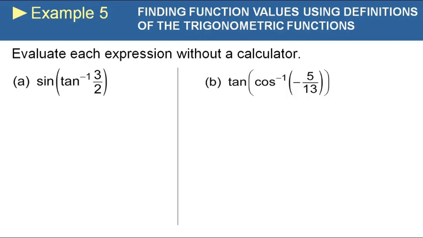Okay, last example together in this section, evaluate each expression without a calculator. This question is asking you, what is the sine of an angle whose tangent is 3 over 2? Well, we've been working this problem all semester. We keep seeing it in different forms. So first of all, I'm going to draw this angle whose tangent is 3 over 2. Now we know that this is a tangent value and it's positive. So if we're limited to either quadrant 1 or quadrant 4, this tangent must have come from quadrant 1.